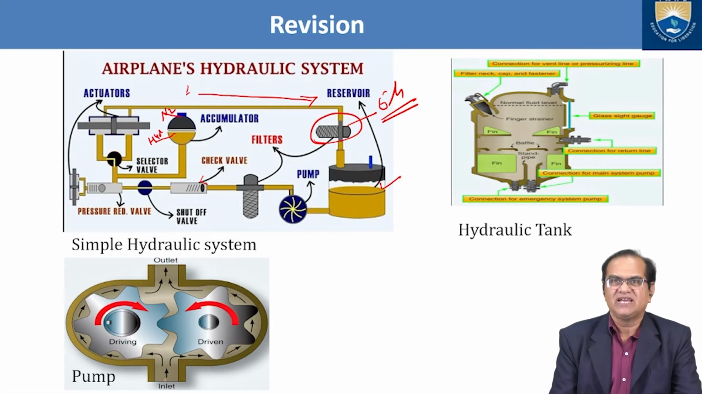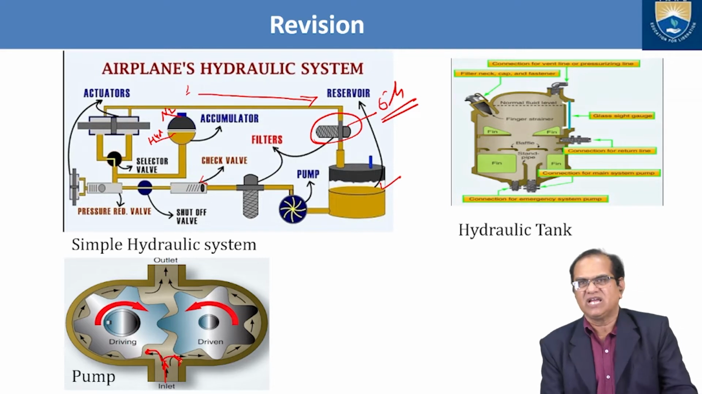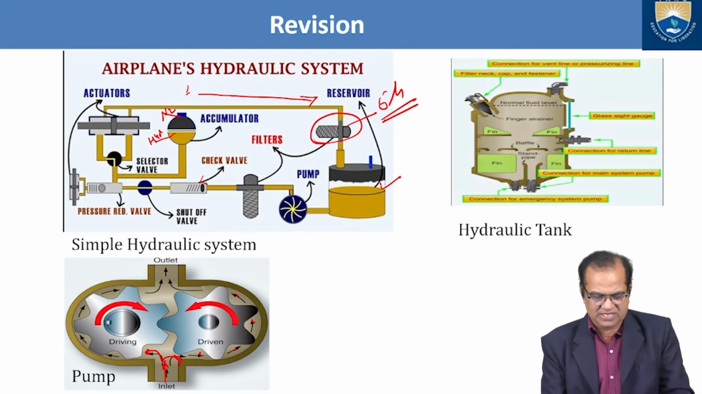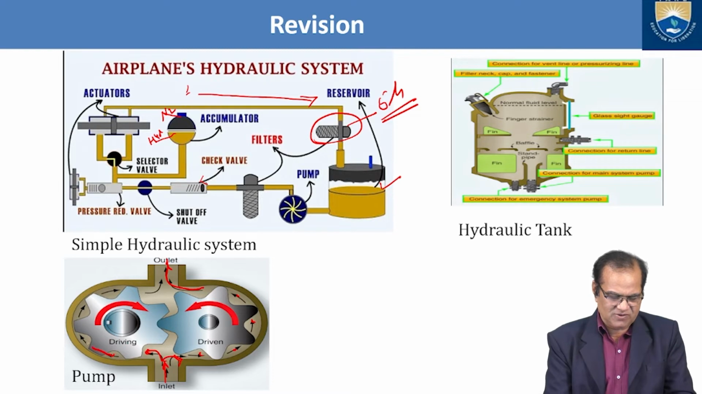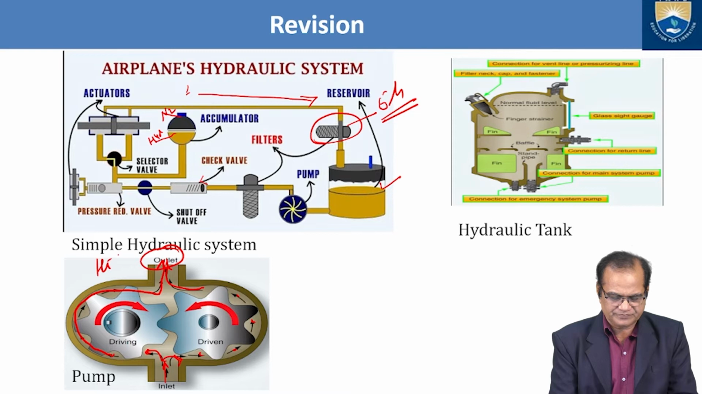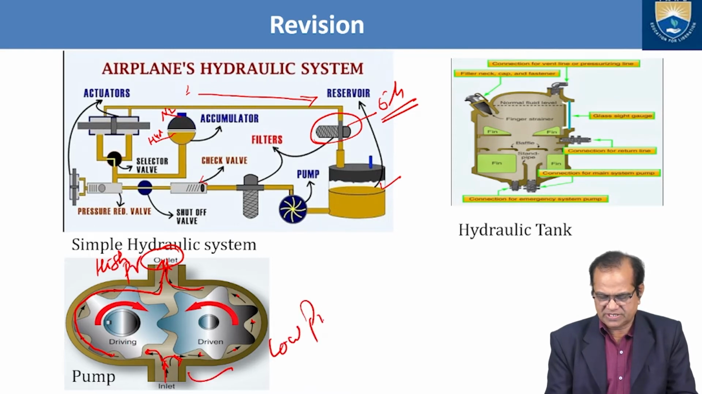Next we have this gear type of pump. You can see the fluid is entering from this side. It will go in both directions. From here it will go here, here, here, and same way it will go here and go out. And here you have the high pressure, and here you have the low pressure.